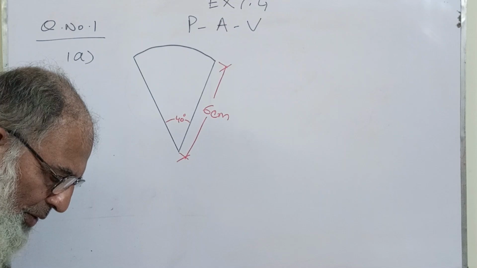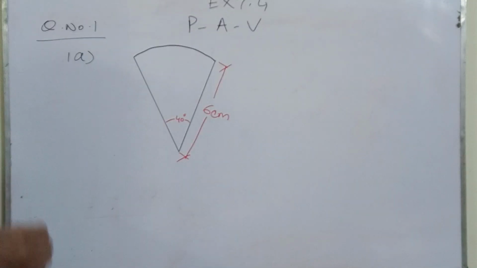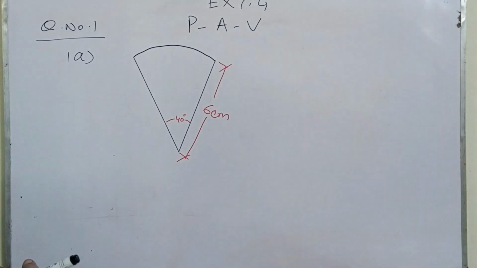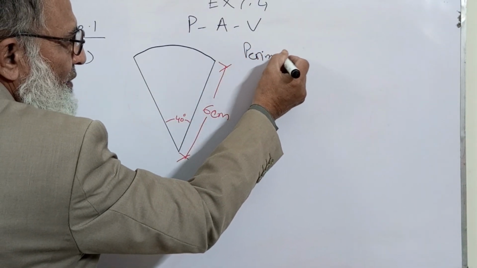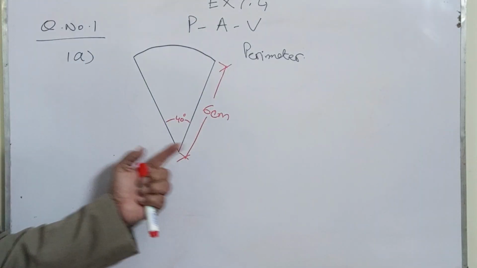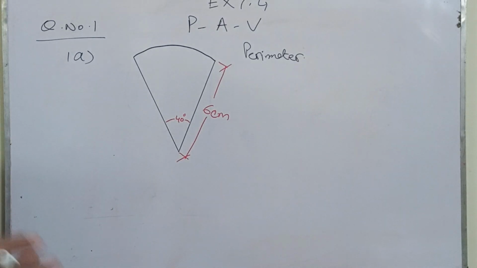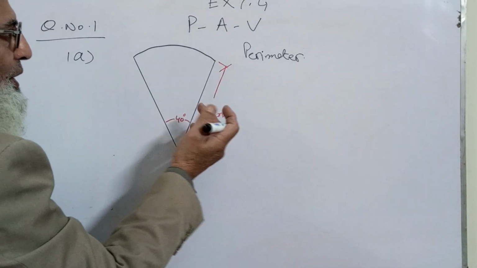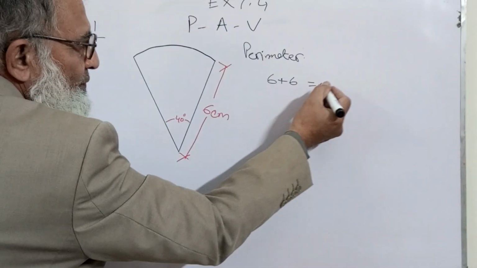Now, what we are asked is, for each of the following shapes, find the area and perimeter. So, my dear students, you see that we have to find the perimeter at first. Perimeter is very easy because there is a 6 over here, there is a 6 over here, because both are the radii, so it is 6 plus 6, which is equal to 12 centimeter.